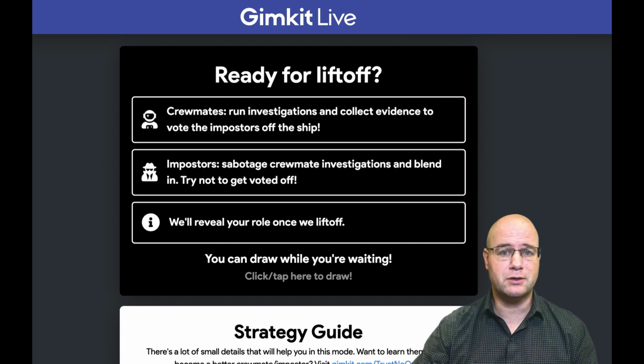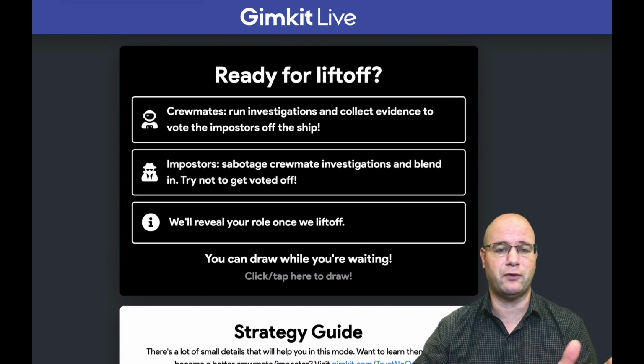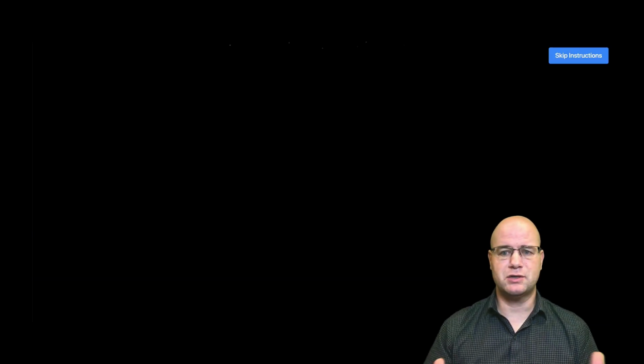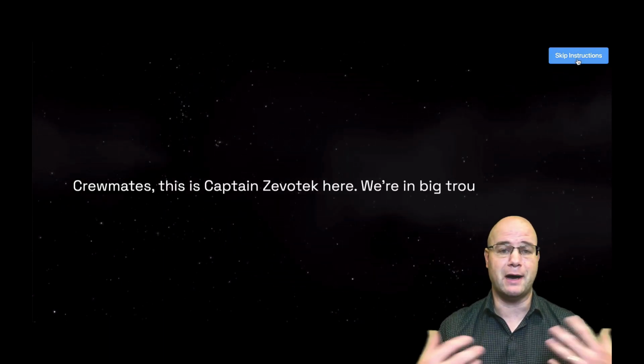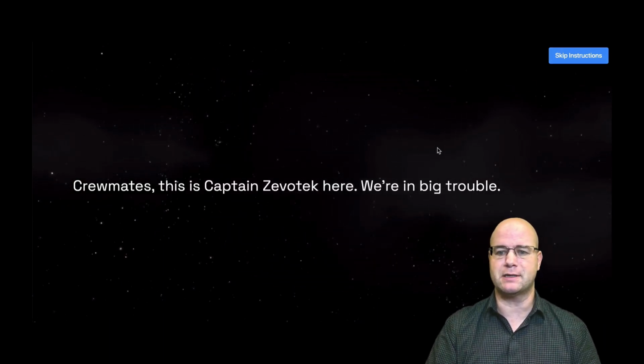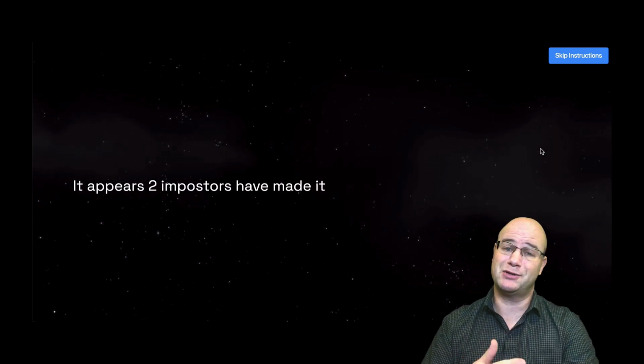So I'm going to go ahead and launch the game, and I'll show you what it looks like if I'm an imposter or if I am a crewmate. So this is the screen that I would be showing to my students. You can skip the instructions if you want. And so it's going to give me, from my account, the captain, all this great stuff, 2 imposters. So it's 2 and 2.